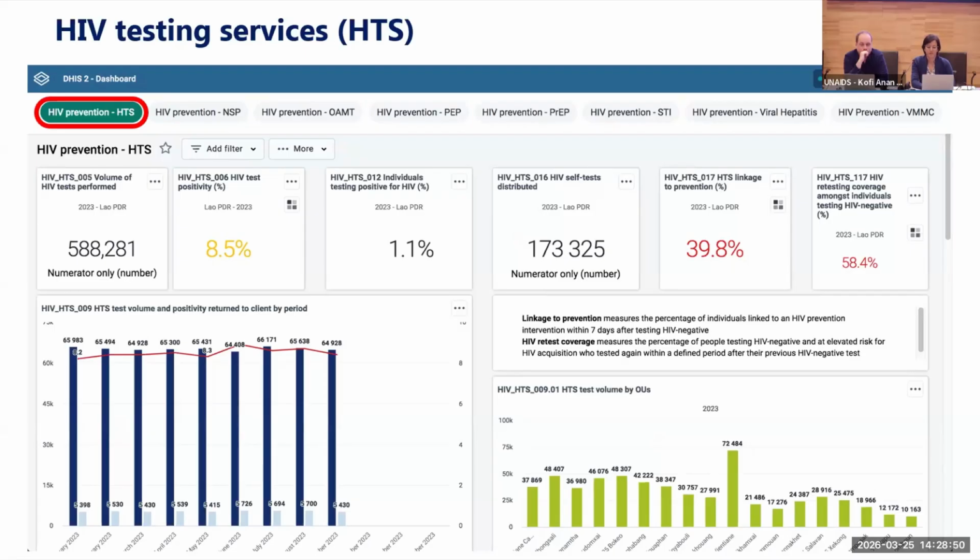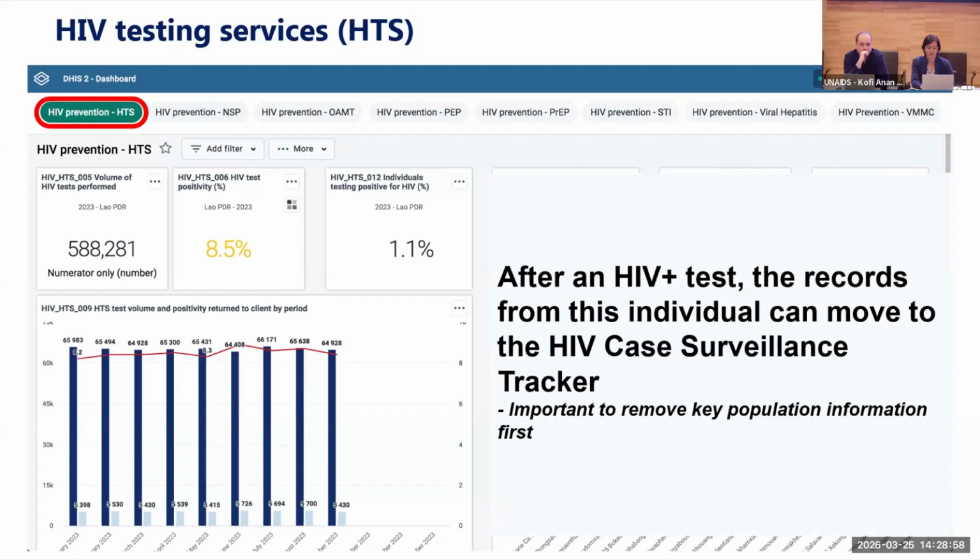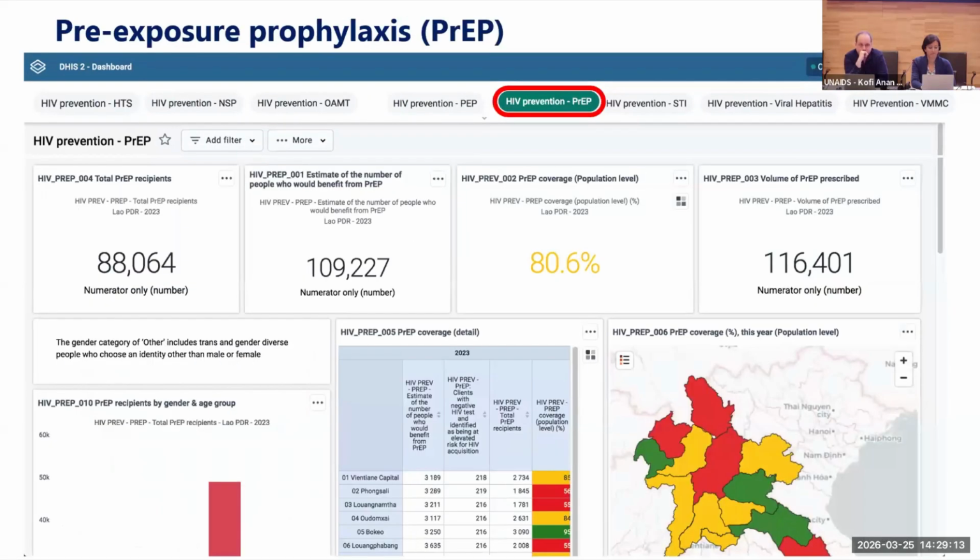So this is something that we would encourage you to look at as an area to improve, because for people at elevated risk of HIV, we want to make sure that they receive prevention services. Once a person tests HIV positive, the records from this individual can then move into the case surveillance tracker. They can both be implemented together or separately, and this then reduces the amount of reporting burden.